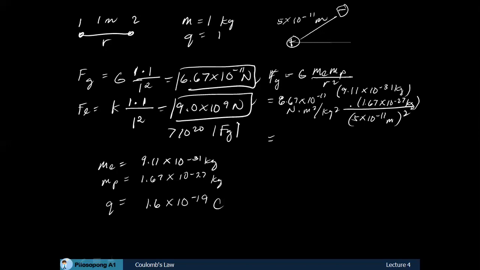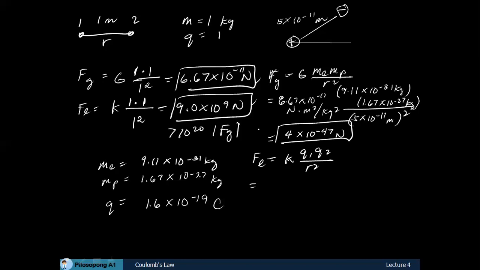And we have an answer of 4 times 10 raised to negative 47 newtons. This is the gravitational force that exists between an electron and a proton. What about if we compute for the electrostatic force between them? So you have the formula F equals K Q1 times Q2 over R squared. So mass is not considered in this equation anymore.